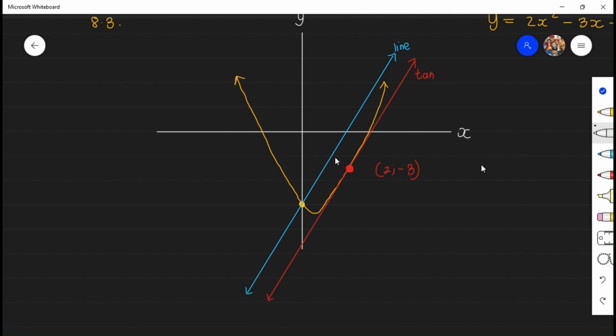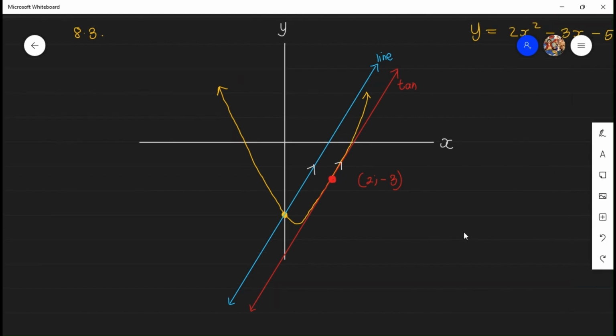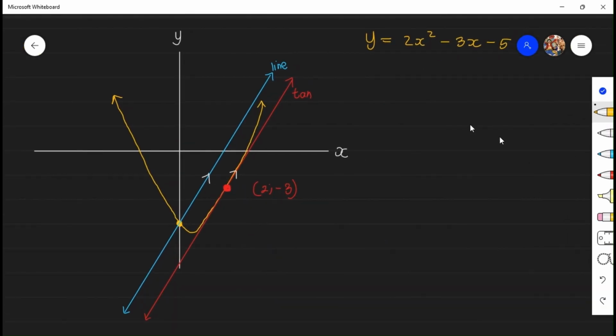Now keep in mind they've stated that these two lines are parallel to one another. That means that they have the same gradient. Always remember that parallel lines have the same gradient. So for reference, when I'm discussing the red line, which is my tangent, I'm going to refer to it as a tangent. When I'm discussing my blue line that is parallel to my tangent, I'm going to refer to it as a line. So we can state the information that was given above. The gradient of the tangent is equal to the gradient of the line. Why? Because my tangent is parallel to the line.